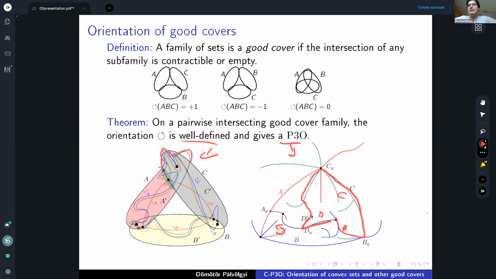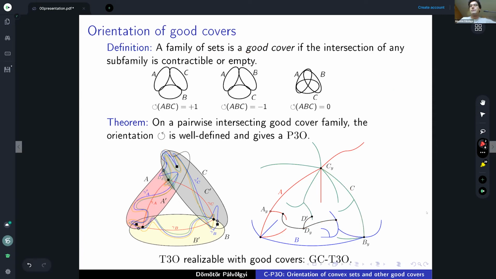What you might see is that also here, when we had these big sets, I started to draw some smaller lines in them. And already here, instead of drawing sets, I just drew some curves, some sort of topological trees, because these sets need not be fat when you have a good cover. So this can also be a set, for example. And in fact, with this, you can capture all of these T3Os. Sorry, I will call these good cover T3Os, those that are representable with these good covers.